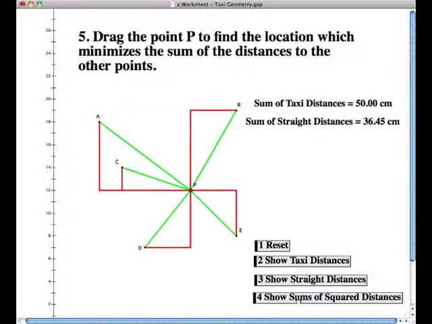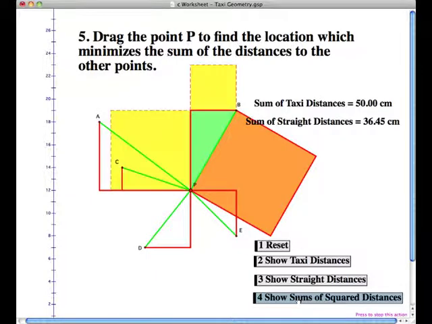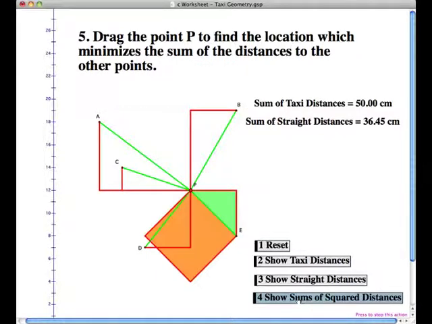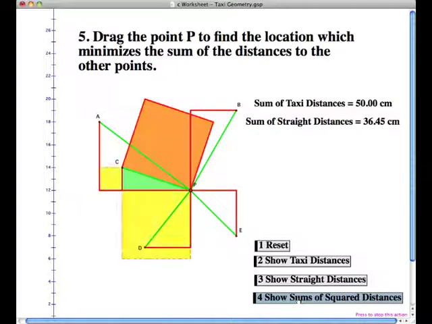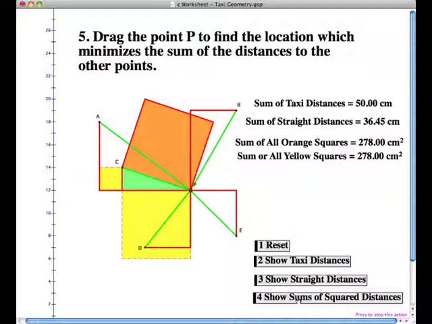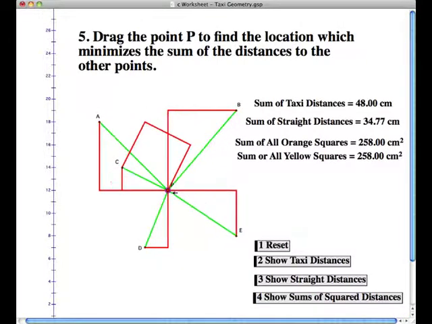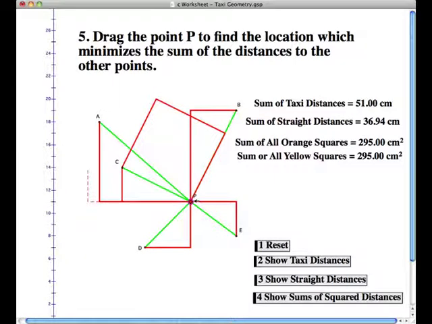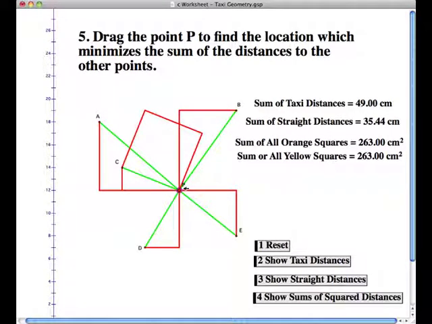Finally, the fifth task investigates relationships among all of the preceding kinds of distances. This time, notice that, as you move the point P, the locations that minimize the top two sums are the same. And, the locations that minimize the bottom two sums are the same. But the locations are not the same for the top two and the bottom two sums.